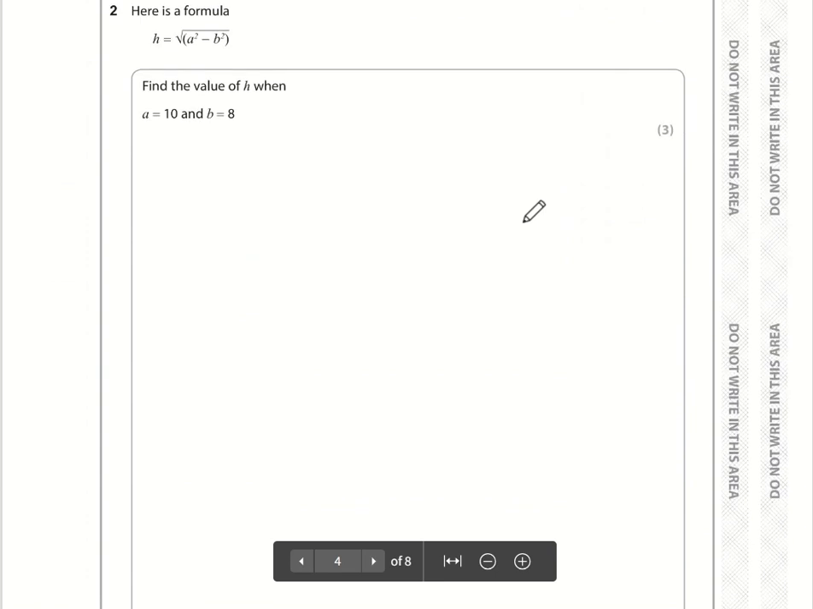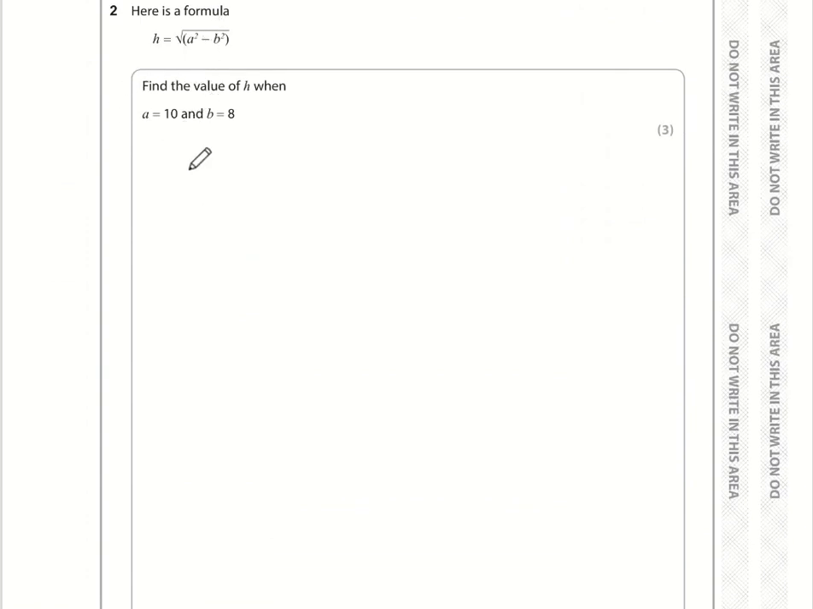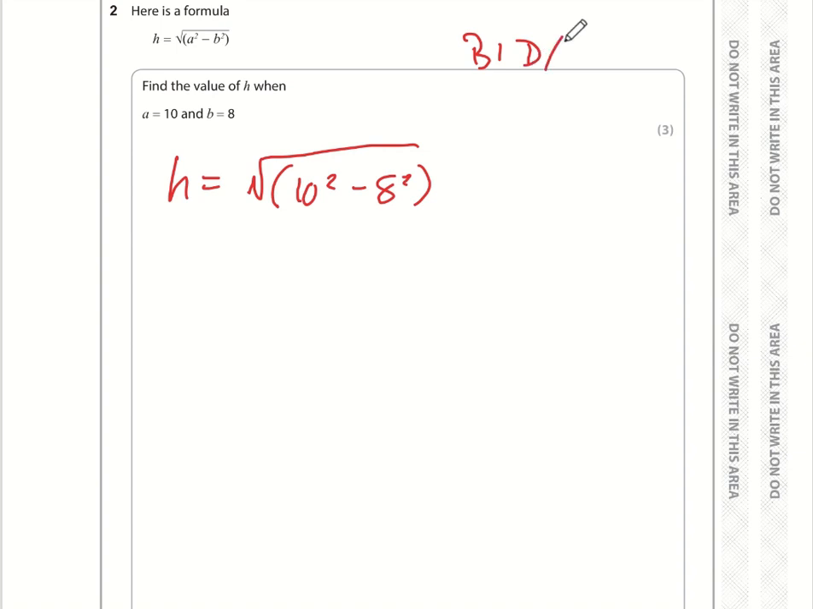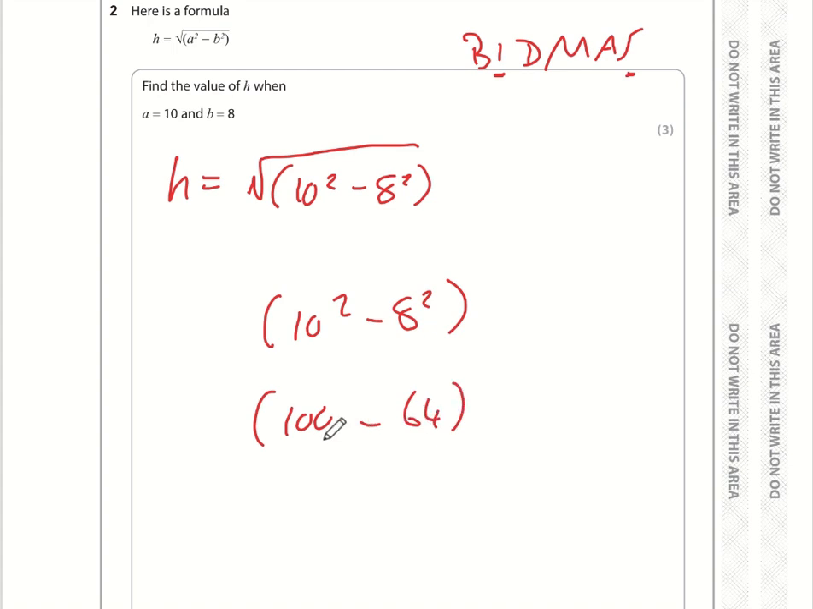Question number 2, we're using this formula where A is 10 and B is 8, so H is going to be the square root of, in brackets, 10 squared take away 8 squared. So we need to be thinking about our BIDMAS here. So the first thing we need to do is sort out this bracket, 10 squared take away 8 squared. Now, inside the bracket we've got some indices and subtraction, so we need to do the indices first. 10 squared is 100, 8 squared is 64, 100 take away 64 is 36.